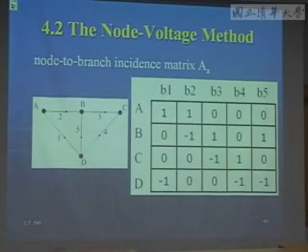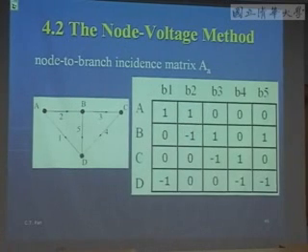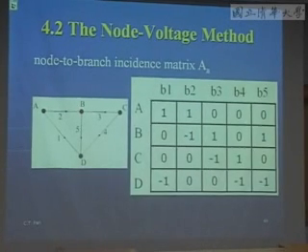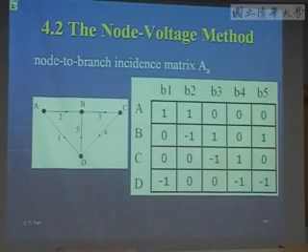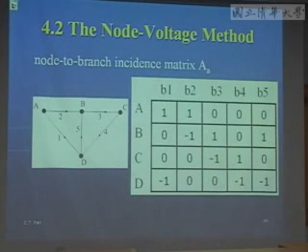So the left side is leaving, so we use leaving as positive. This branch leaving node A is positive, entering node D is negative. Other nodes that are not connected are zero. Okay, similar for the second branch from A to B. Entering node B is minus sign. Similar for the third branch from B to C, entering is with minus sign. And branch 4 from C to D, C leaving is with plus sign, entering is with minus sign.